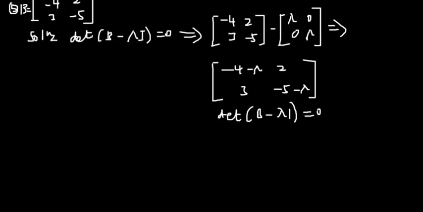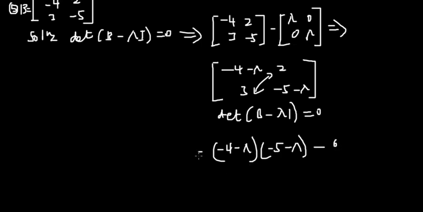So let's proceed from there. You are taking the determinant of the entire matrix. So we have -4 minus the eigenvalue multiplying -5 minus the eigenvalue. Then you subtract that from 6, so multiplying this by that, you end up with 6. Right, so let's expand this. We have -4 multiplying -5, which is +20.